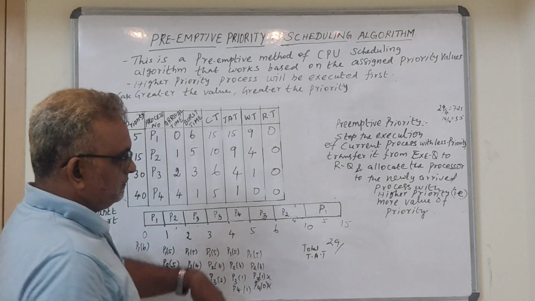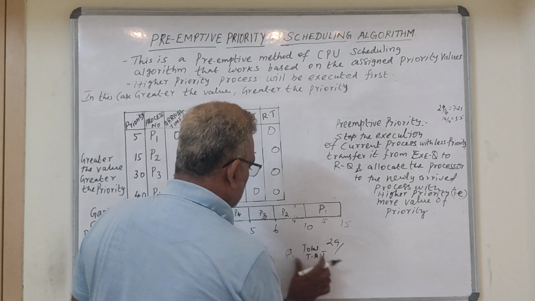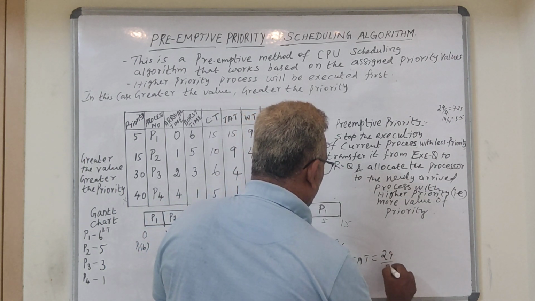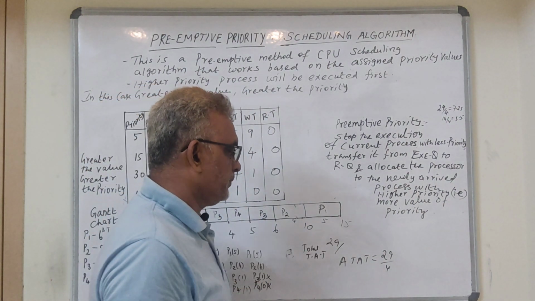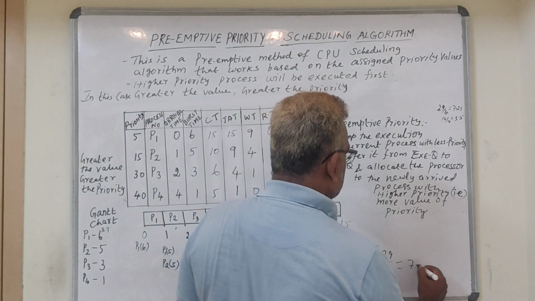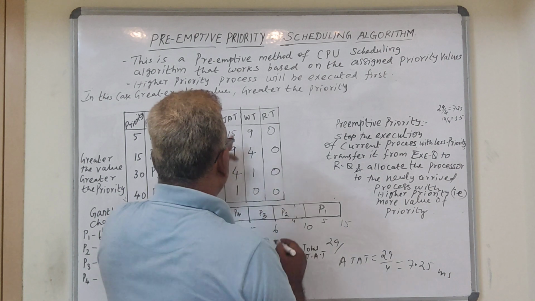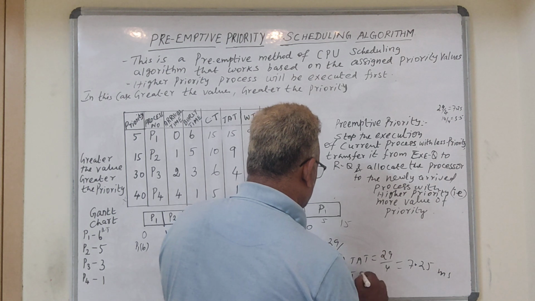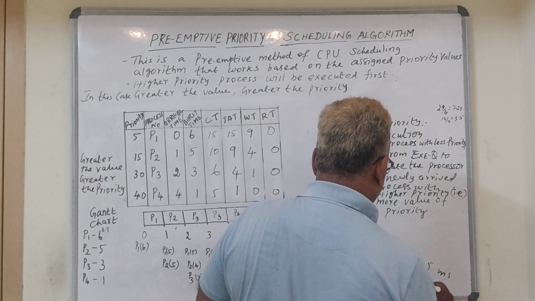Now we can calculate the average turnaround time. The average turnaround time is the total turnaround time divided by the number of processes. That is 29 divided by 4, since we have 4 processes, which is equal to 7.25 milliseconds. Similarly, the average waiting time is 14 divided by 4, which is nothing but 3.5 milliseconds.